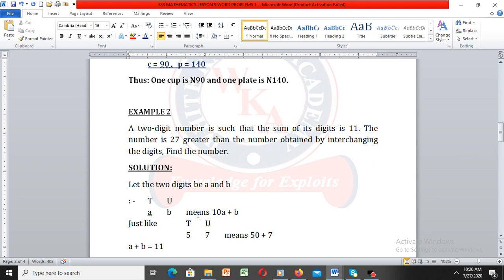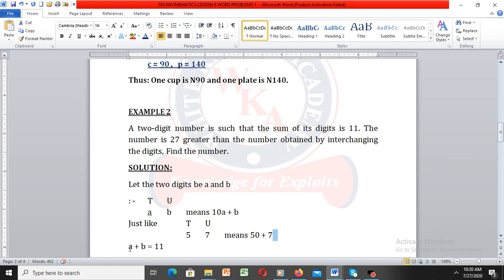That means that AB means 10A plus B in the real sense. Let me buttress it. If you have 57, for example, you are saying 5 and 7, but in the real sense, the 5 you are seeing here is actually 50 because it's 50 plus 7. That's why we say tens and units. The 50 here means 5 times 10.